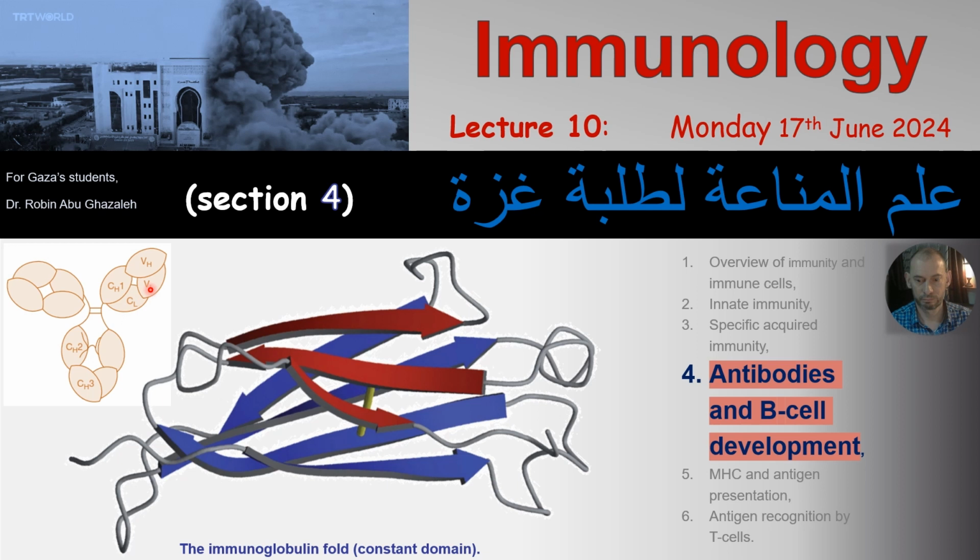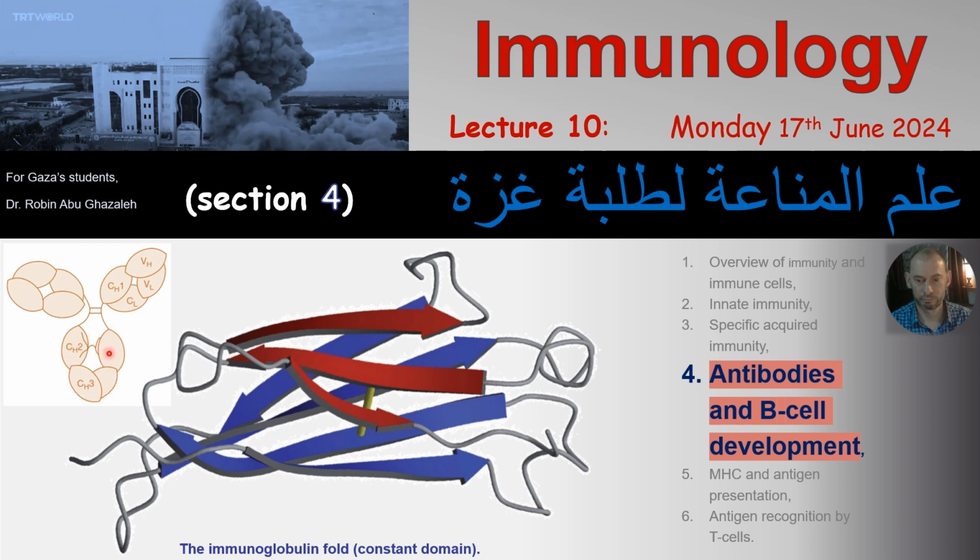The light chains have a variable and a constant domain. So C and V stand for constant and variable. L stands for light. As for the heavy chains, they have just one variable domain and 1, 2, 3 constant domains. There are a few antibody types which have a fourth constant domain as well.